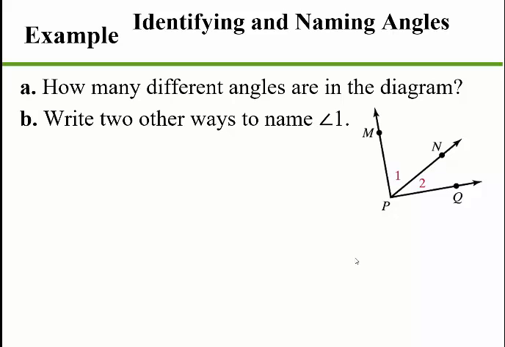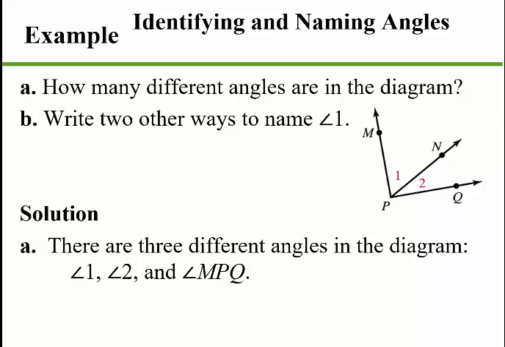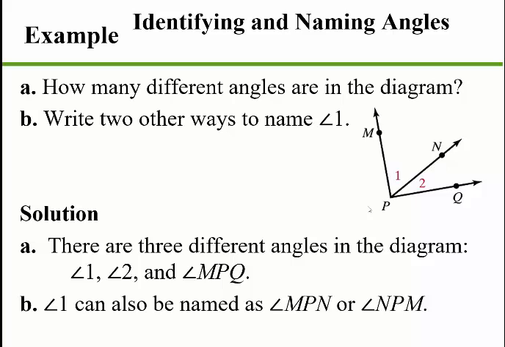Let's do an example: identifying and naming angles. How many different angles are in the diagram here? That's the first question. And then write two other ways to name angle 1. Now this is angle 1. It turns out there are three different angles in the diagram. There's angle 1, there's angle 2, and then there's this other angle, which is angle MPQ. If you were to take away the ray PN in the middle here, you just have this angle MPQ. So there are actually three angles in that drawing. Another way to name angle 1 is angle MPN or angle NPM. Either one is totally fine.